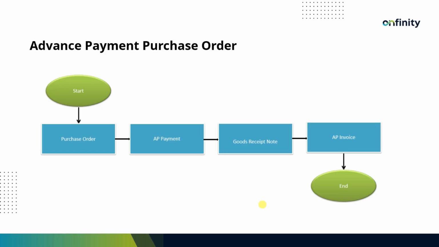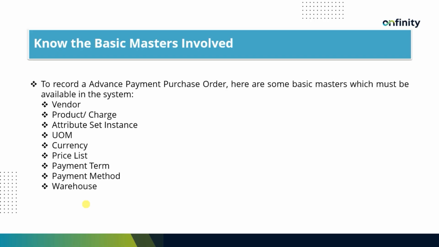Next, we have the advanced payment purchase order process flowchart, a visual representation of the overall process. It begins with the creation of the purchase order, followed by the advance payment, then proceeds to the goods receipt note, GRN, and finally to AP invoice processing. This structured flow ensures that financial commitments are met on time while maintaining full control over the delivery process and supporting documentation.